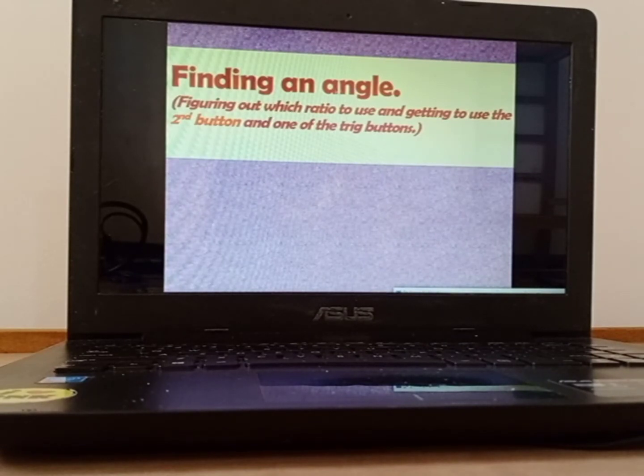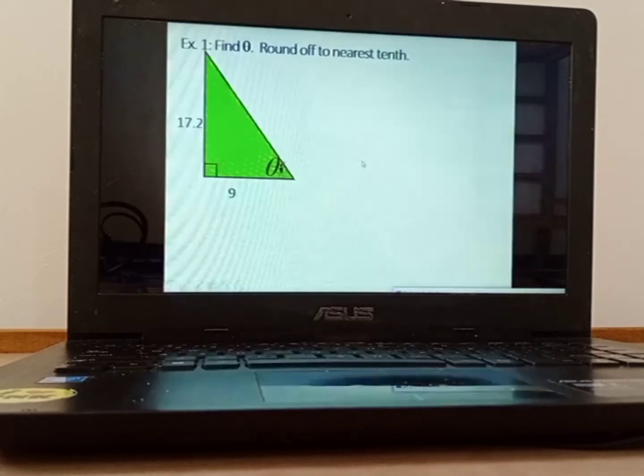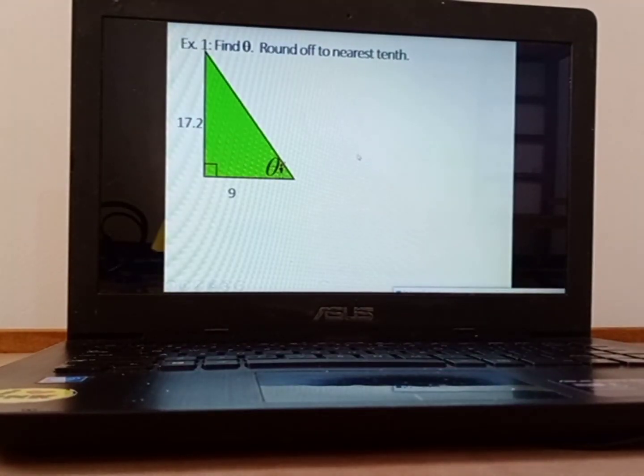Okay, next. What if we have to find the value of our angle? In our last example, we already had the value of our angle. So what if the missing value is our angle? Let's have an example. Find the value of our angle theta, round off to the nearest tens. First we determine our given in order to find what trigonometric ratio we will apply.